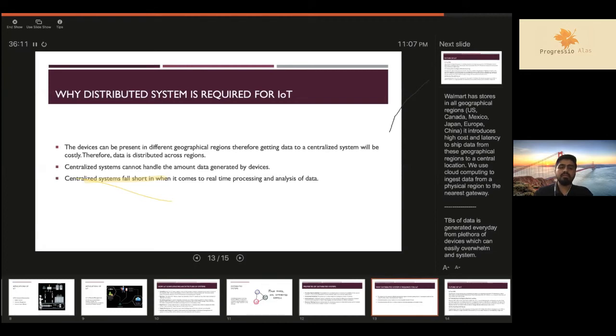And the last one being that centralized systems fall short when it comes to real-time processing and analysis of data. Because a centralized system cannot analyze so much data in real time and cannot do any sort of analytics. For doing analytics on terabytes of data, you again need a distributed system. So distributed systems are basically key for IoT, and I think IoT will keep influencing how distributed systems are designed, and vice versa. If we have good distributed systems across the entire chain, then we can have more IoT devices.